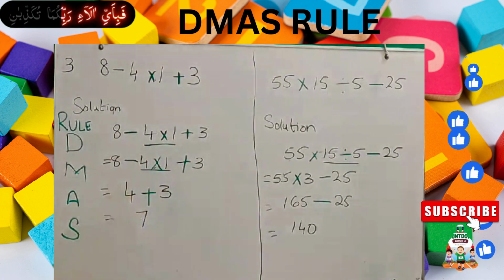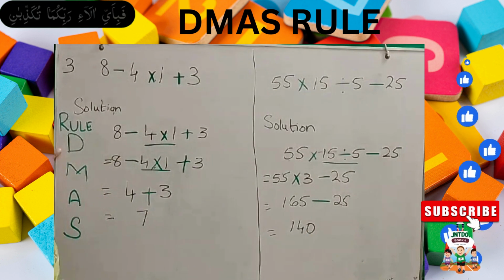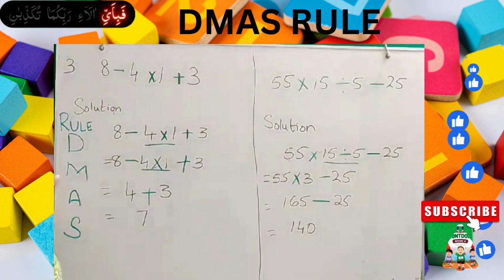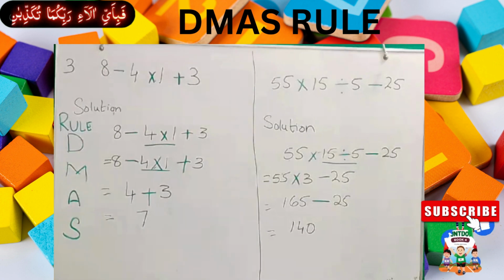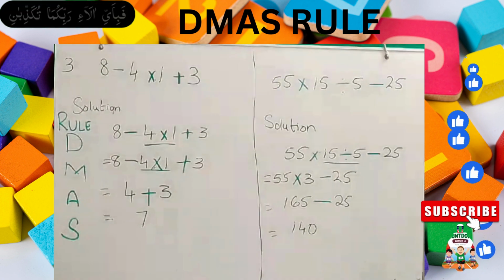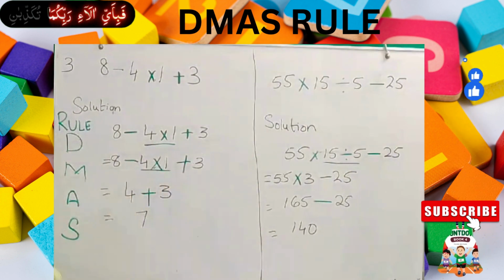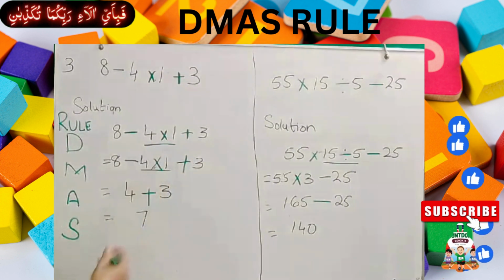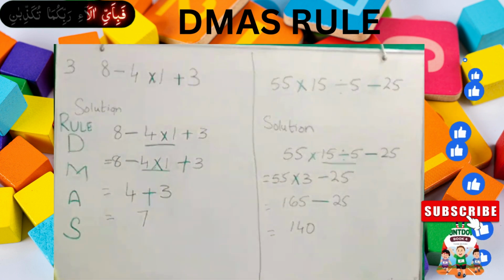We have to solve this question by using the DMAS rule. DMAS means division, multiplication, addition and subtraction, right? So let's come to the point. We will start with division. Do we have any division here? No, we don't have any division. We have only multiplication. So what do we have to do? We have to multiply first, right?